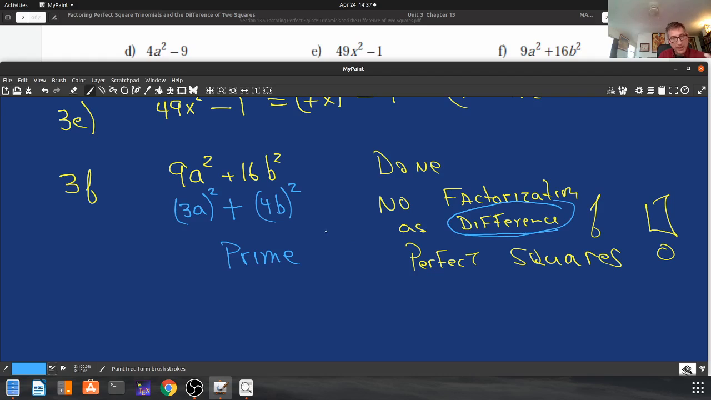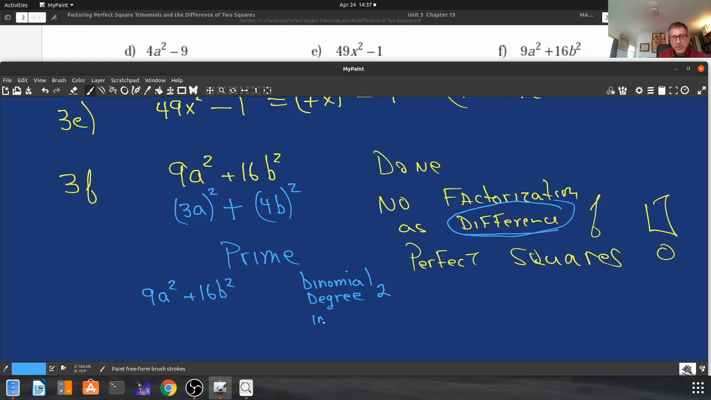Specifically, because we're done, that's all of the examples. Specifically, 9a squared plus 16b squared, let's classify it. It's a binomial. Why? Because it has two terms. It has degree 2, because the degree of a polynomial is the degree of their largest terms. So the degree of the first term is 2, and the degree of the second term is 2.